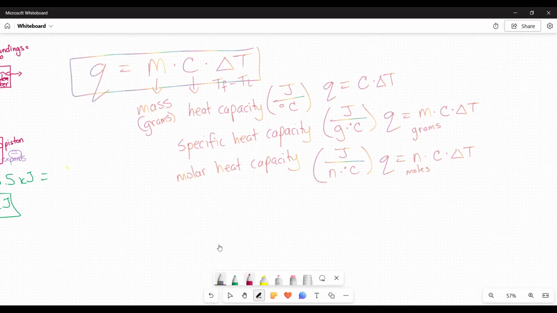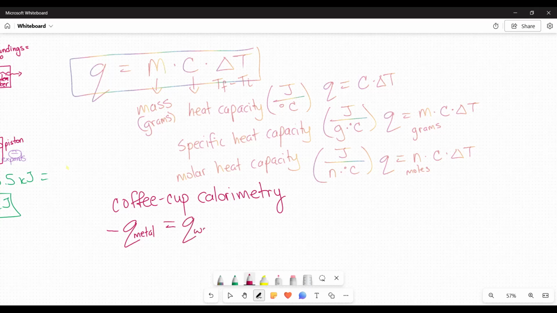Now, the ways in which you use this heat capacity are either coffee cup calorimetry, which is what you've been doing in the lab for the past 2 weeks. And the equation expands to 2 different Qs. The heat that the substance inside the calorimeter, which is usually a metal, so I'm going to say metal right here. So the heat the metal lost is equal to the heat the water gained.